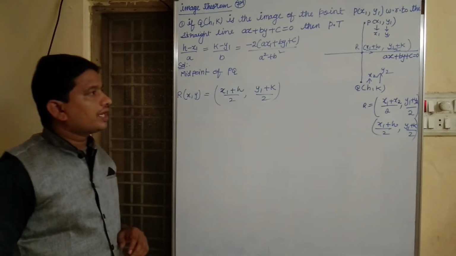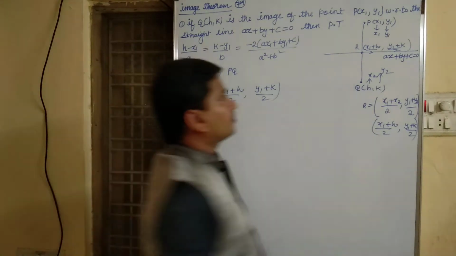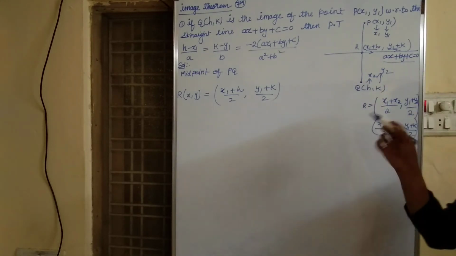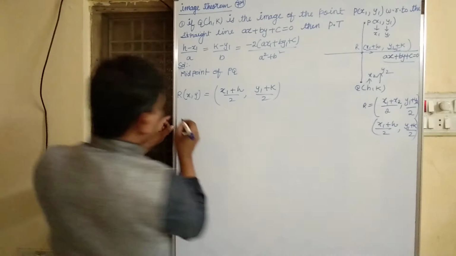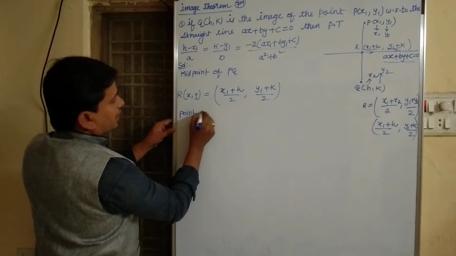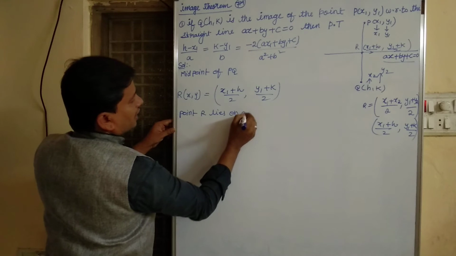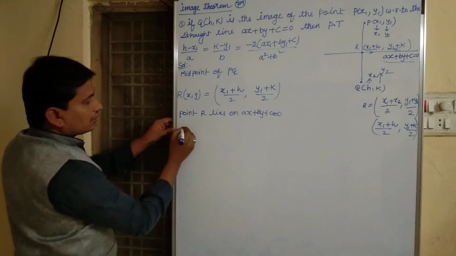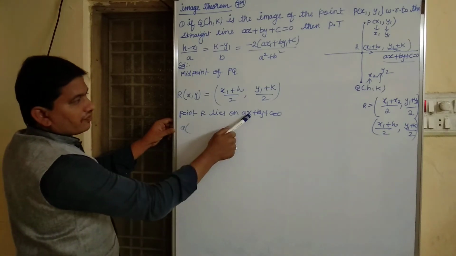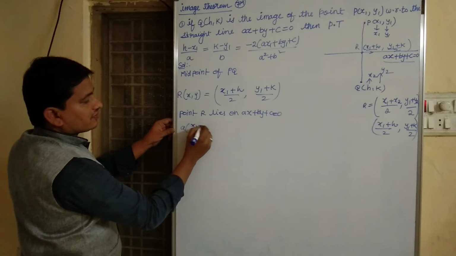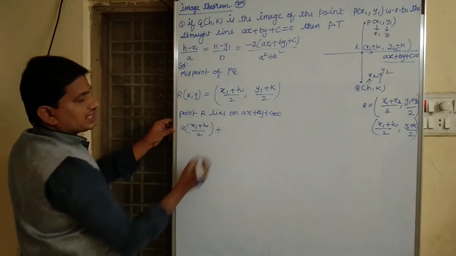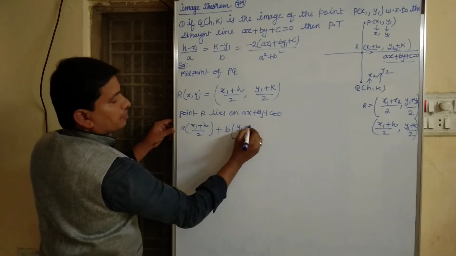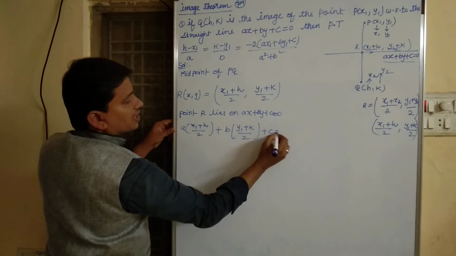Got it? As we know, this point R lies on the straight line ax plus by plus c equal to 0, right? I mean a into, in place of x you substitute the x coordinate, that is (x1 plus h) by 2, plus b into the y coordinate, (y1 plus k) by 2, plus c equal to 0.